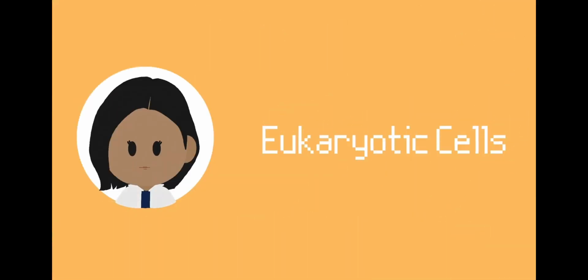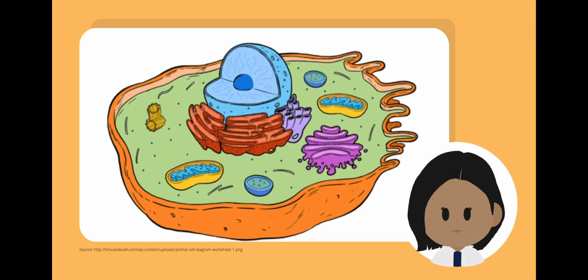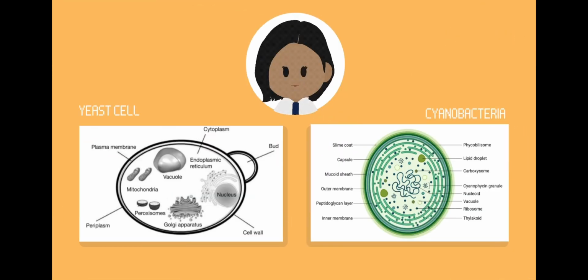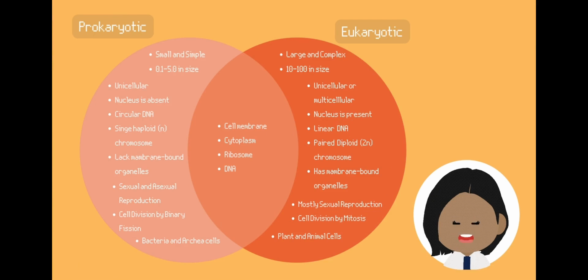Secondly, eukaryotic cells. These are large and more complex cells as compared to prokaryotic cells. Eukaryotes can either be unicellular or multicellular, as long as they contain membrane-bound organelles such as a nucleus, mitochondria, and an endoplasmic reticulum. On your left is a cell of yeast. Beside it is a cell of cyanobacteria. Here's a Venn diagram to help you understand their differences and similarities.